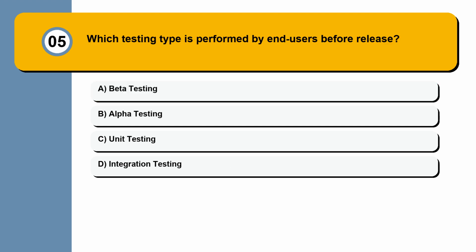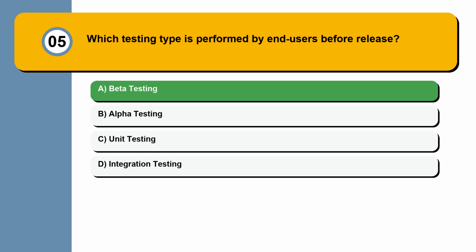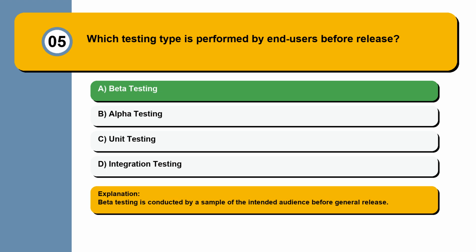Question 5. Which testing type is performed by end users before release? Beta testing, alpha testing, unit testing, integration testing. Beta testing is conducted by a sample of the intended audience before general release.